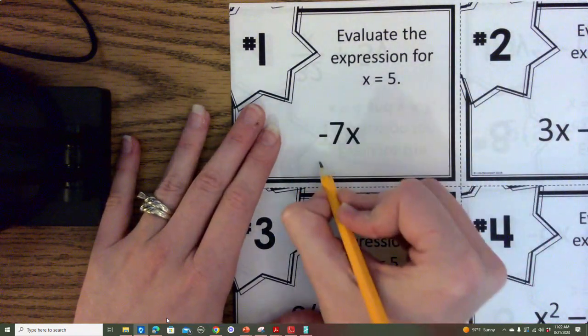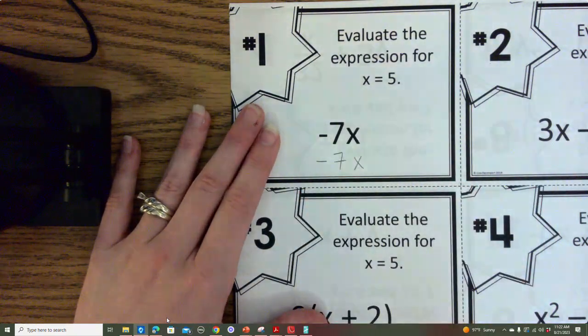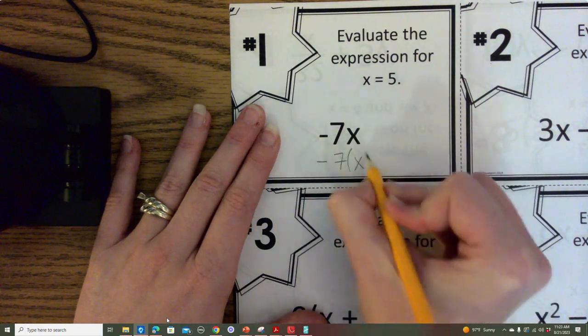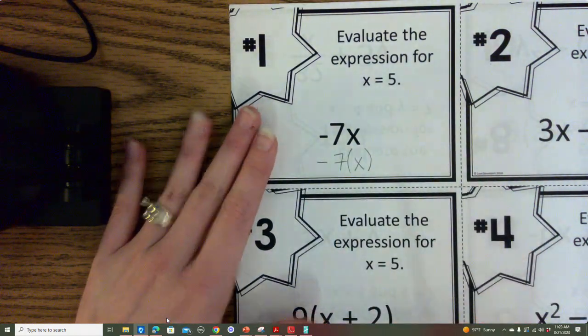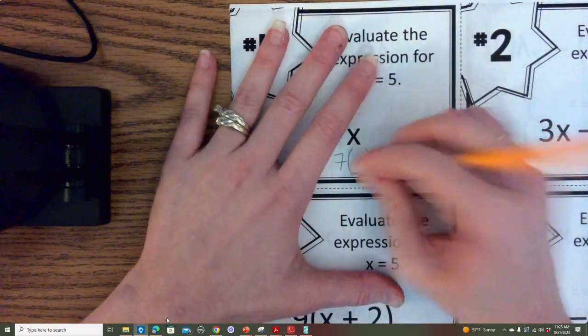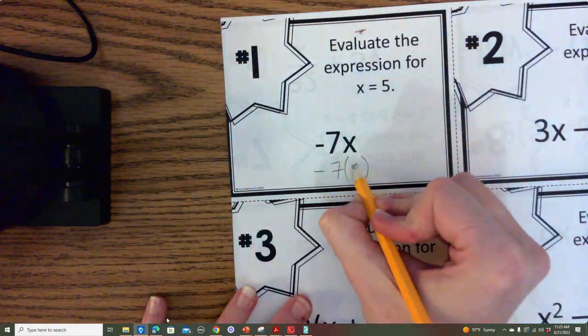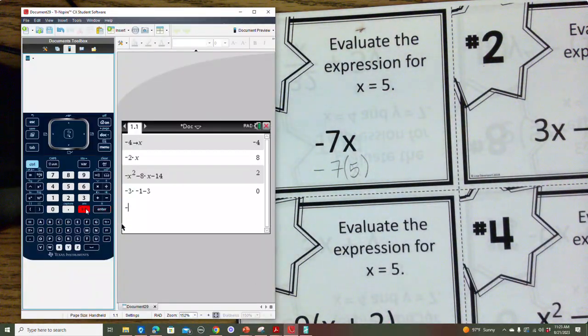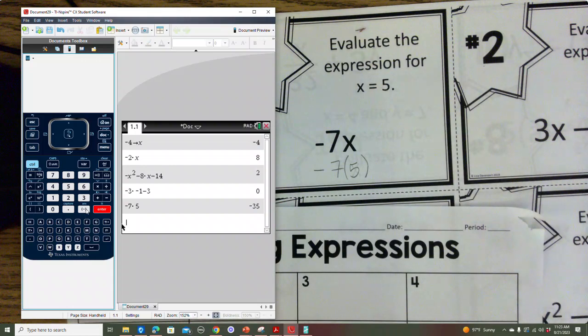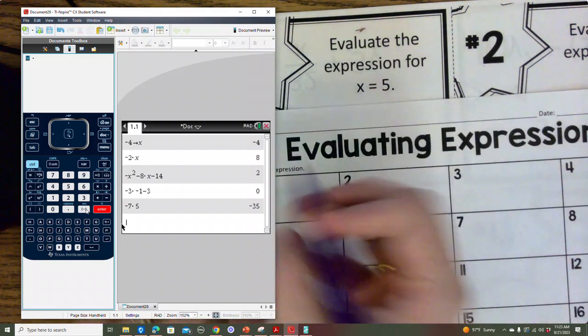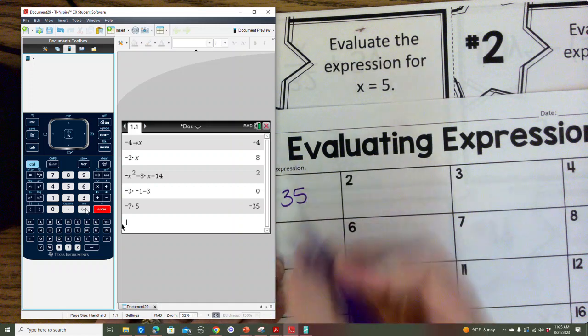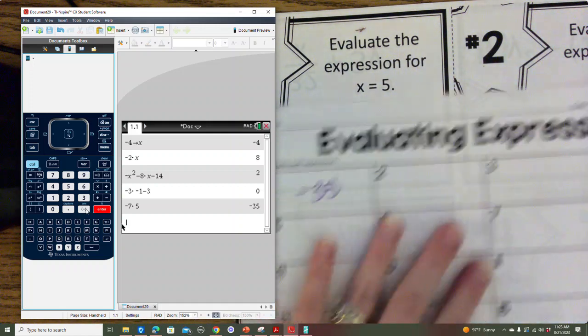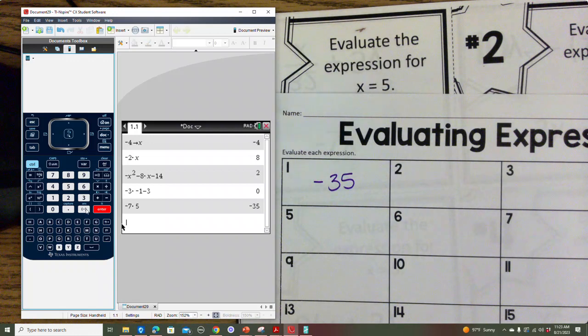All right, so doing it by hand, I rewrite the expression. I put parentheses around the x, and then I swap out the x for the given value. Then I can just type it into my calculator, -7 times 5, parentheses and all. And my answer is -35. That literally is the extent of today. I'm not gonna stress your brains out much further than that. That's the concept for today.